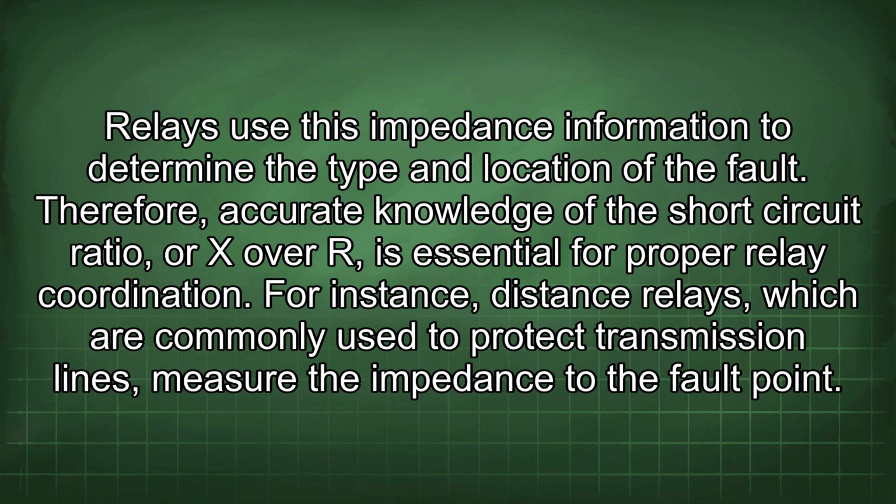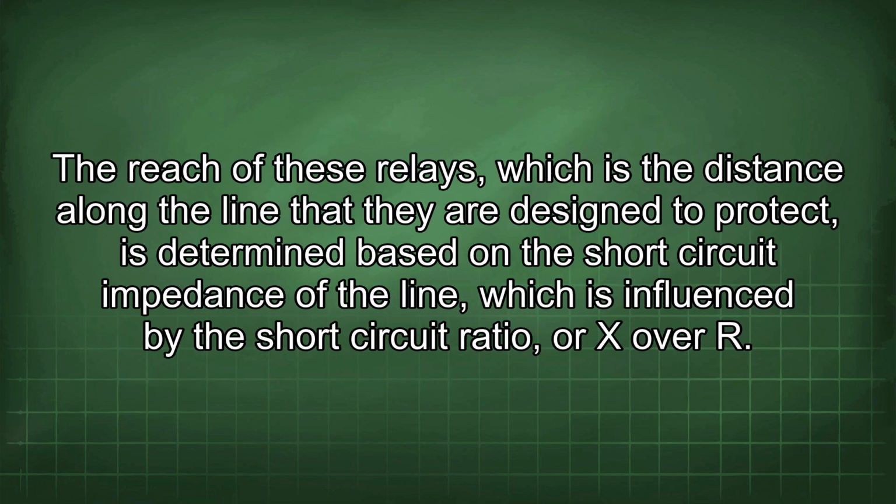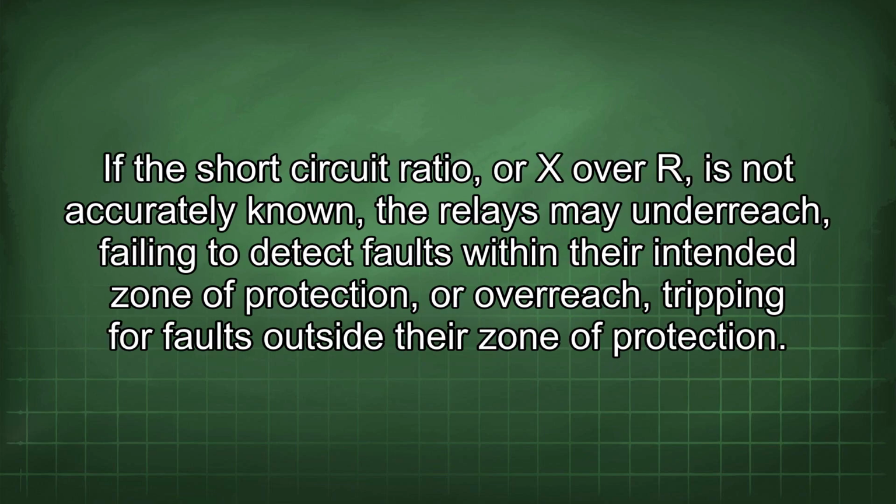For instance, distance relays, which are commonly used to protect transmission lines, measure the impedance to the fault point. The reach of these relays, which is the distance along the line that they are designed to protect, is determined based on the short circuit impedance of the line, which is influenced by the short circuit ratio, or X over R. If the short circuit ratio, or X over R, is not accurately known, the relays may underreach, failing to detect faults within their intended zone of protection, or overreach, tripping for faults outside their zone of protection.